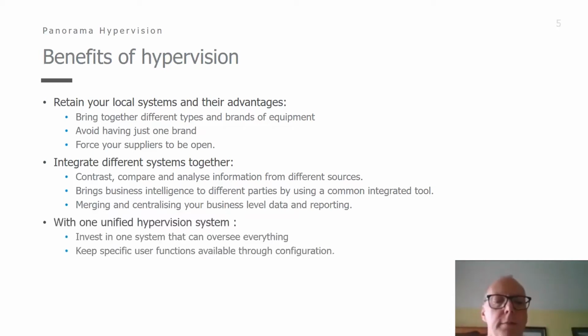And that means that you can use Panorama to merge and centralize all your business level data and reporting. So this concept of one unified hypervision system means that you've only got to invest in one top-level overarching system, this concept of hypervision. And yet you can still keep all the specific functions for very specialist groups and for certain operations, and you can do that through the configuration of the Panorama application. So basically it addresses the best of both worlds in this sense.